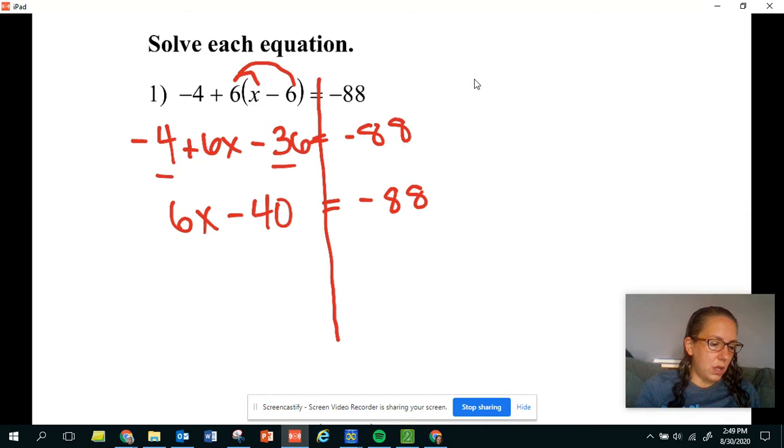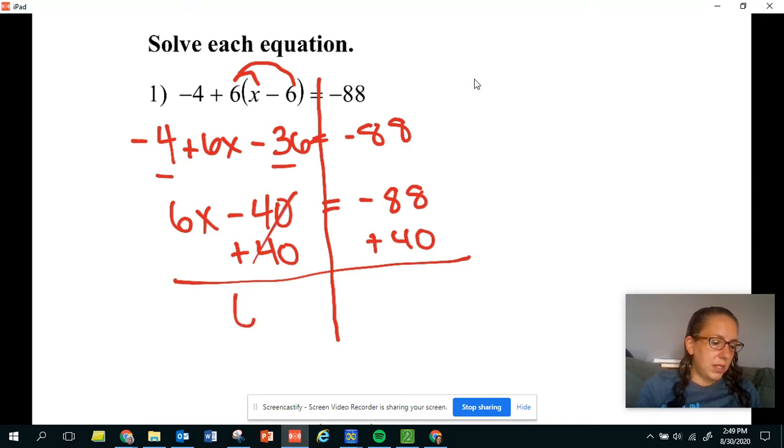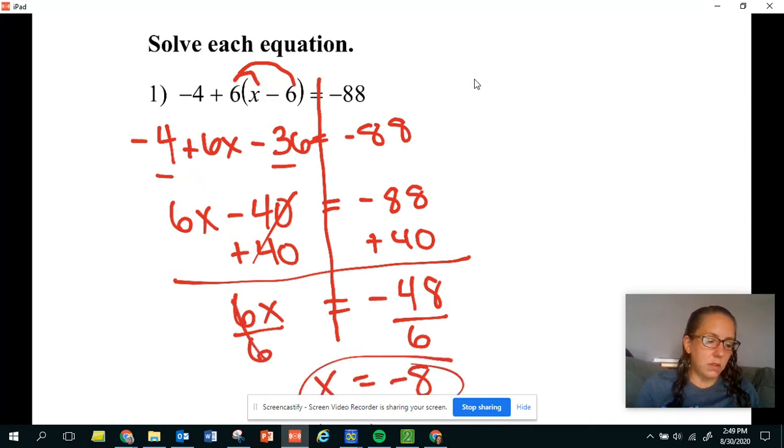So I'm going to add 40 to cancel those out, but I got to do it on both sides to keep my equation balanced. And I'm going to bring down my 6x, and on this side I end up with -48. And then I'm going to divide both sides by 6, and I will get x equals -8. That'll be my answer.